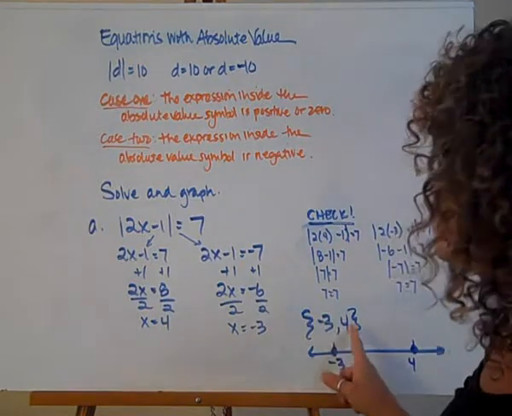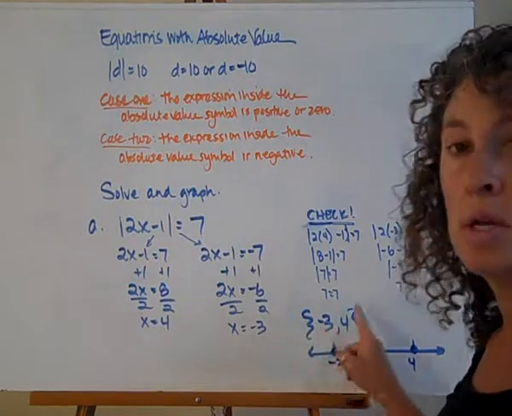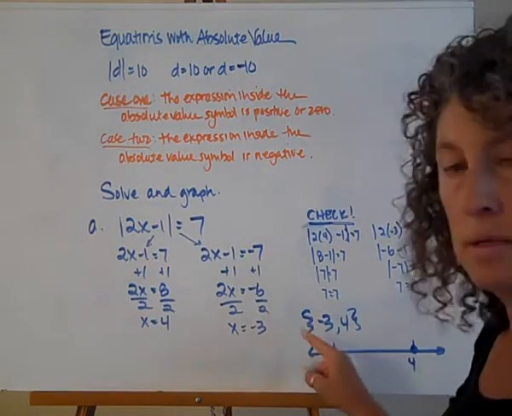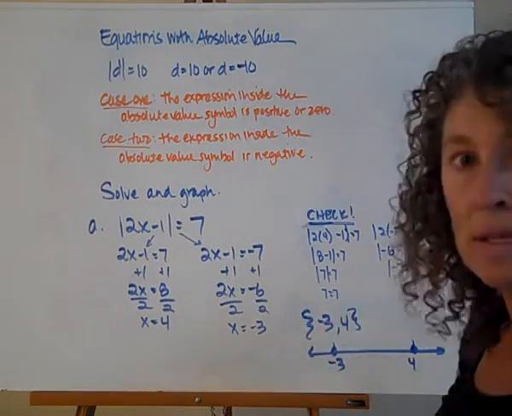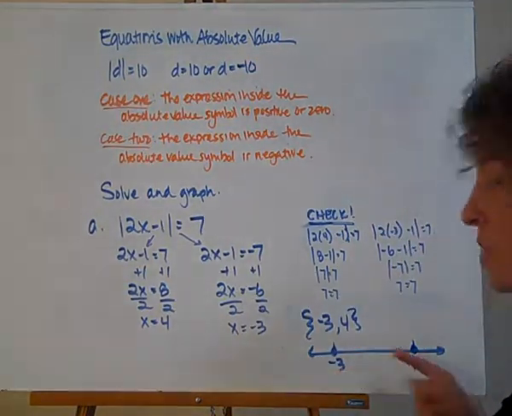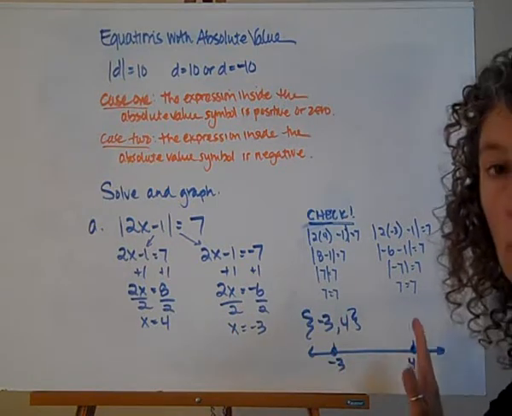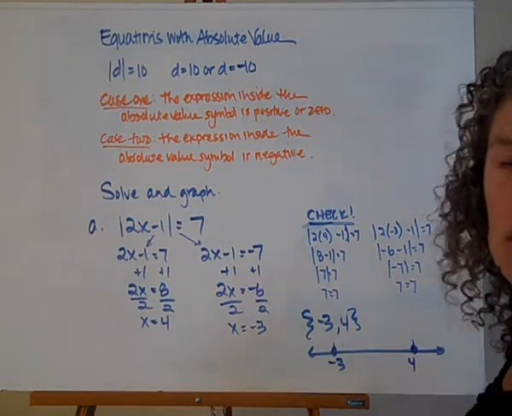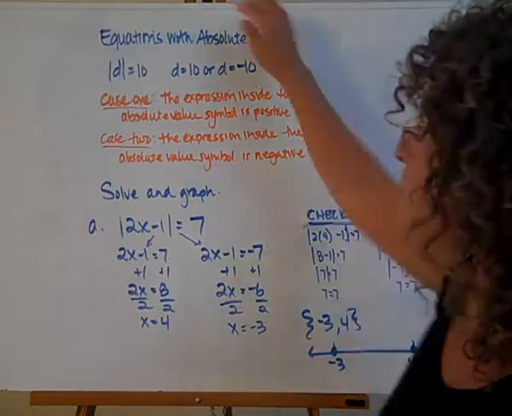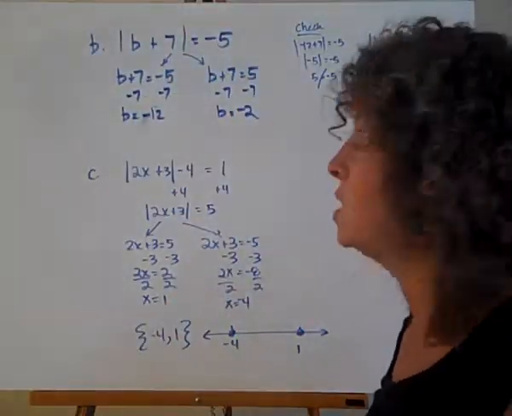I've checked them. My two solutions are negative 3 and 4. Notice I'm putting them in set notation. We're looking at a solution set here, so I'm going to use those brackets. We also want to graph it. On my number line, I have the numbers negative 3 and 4, and I've got dots on there. You can put all the numbers in the middle there if you want. If you want to do the minimalist version of the graph here, that's fine too. Let's look at two other cases of absolute value equations.